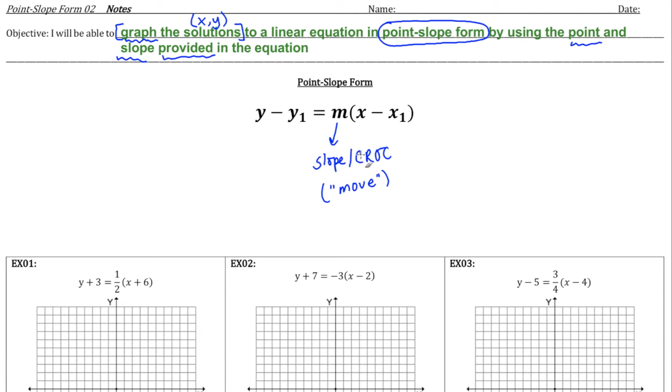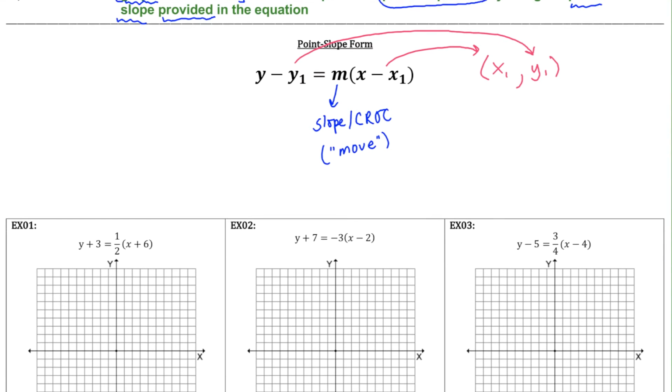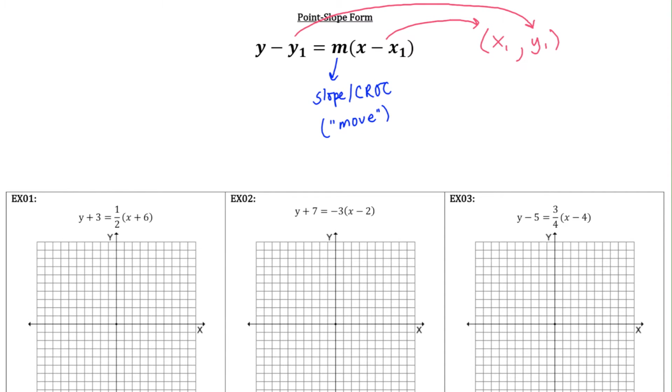And we will also be given a point. Our point will be x1, comma, y1. So you see this x1 here, that's right there, and this y1 here, it goes right here. Now there's something that we're going to notice about this x1 and y1, but we'll see it as we go. We'll figure it out.